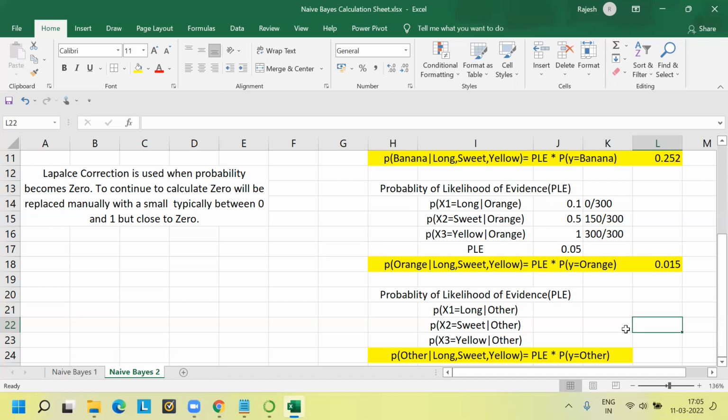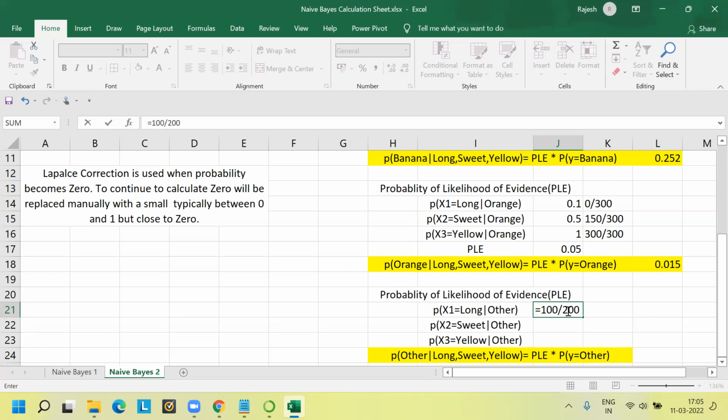0.01875. Yes, absolutely right. So what is the probability of long and other? Sweet and other? Yellow?